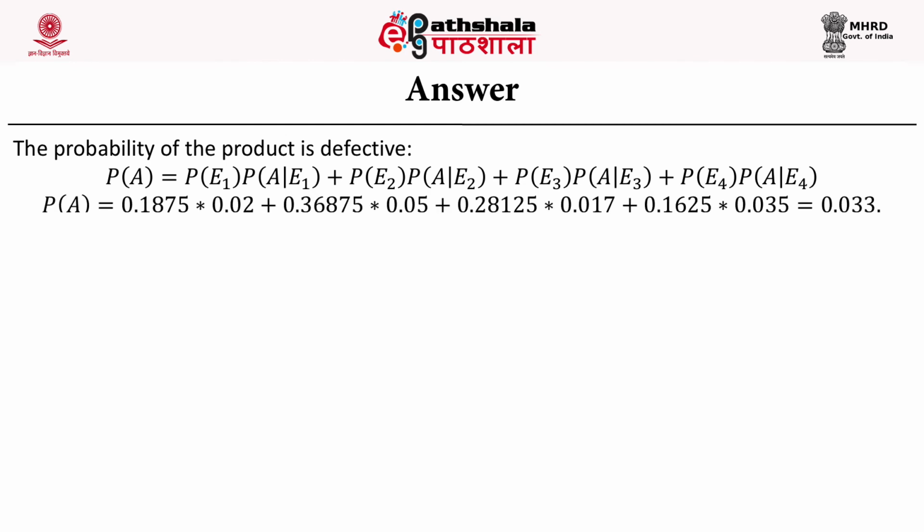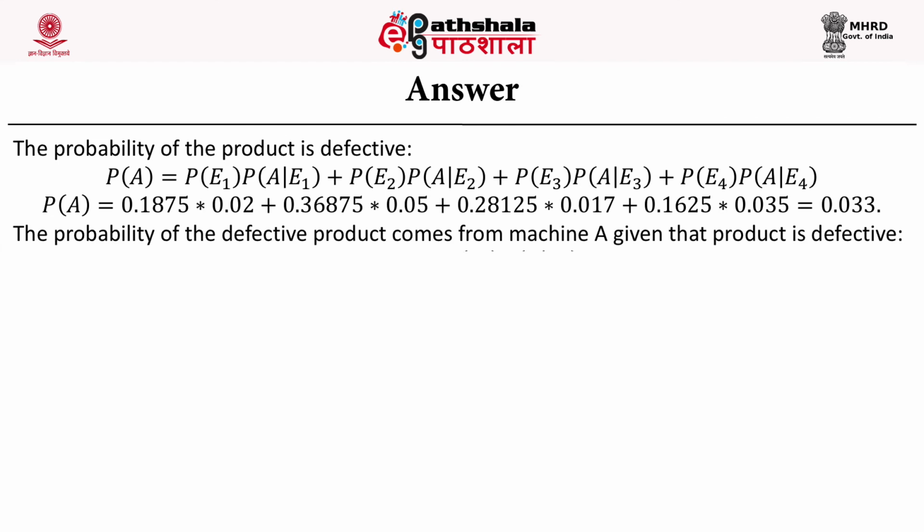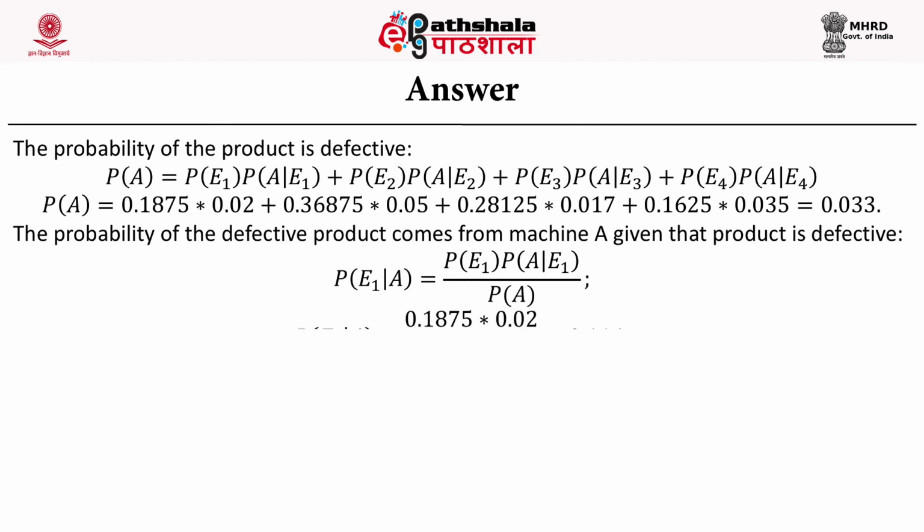So for the probability that the product is defective, by using the concept of total probability, we find out the probability of A, which is equal to probability of E1 into probability of A given E1 plus probability of E2 into probability of A given E2 plus probability of E3 into probability of A given E3 plus probability of E4 into probability of A given E4. By putting these values, we will get the final answer as 0.033. Now, the probability that the defective product comes from machine A given that the product is defective.